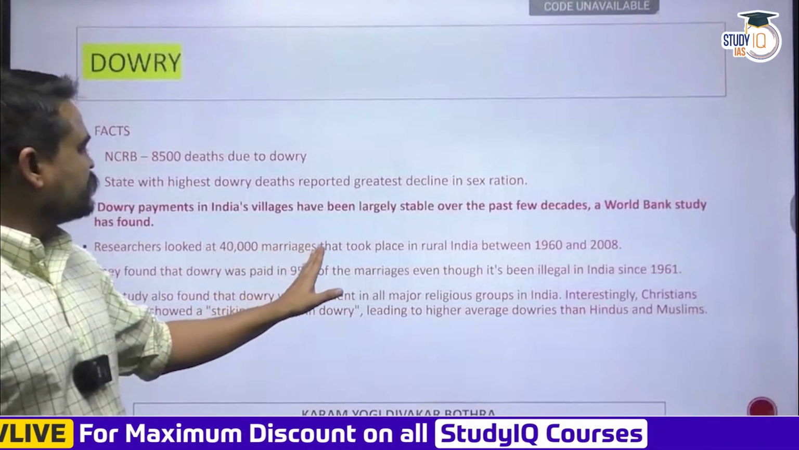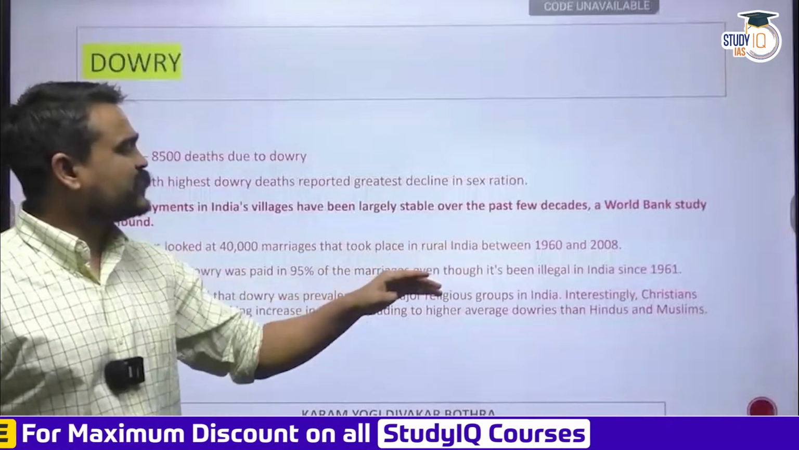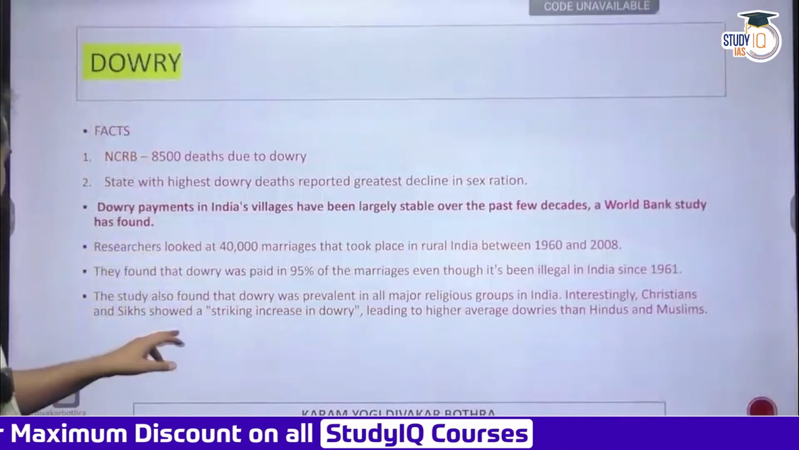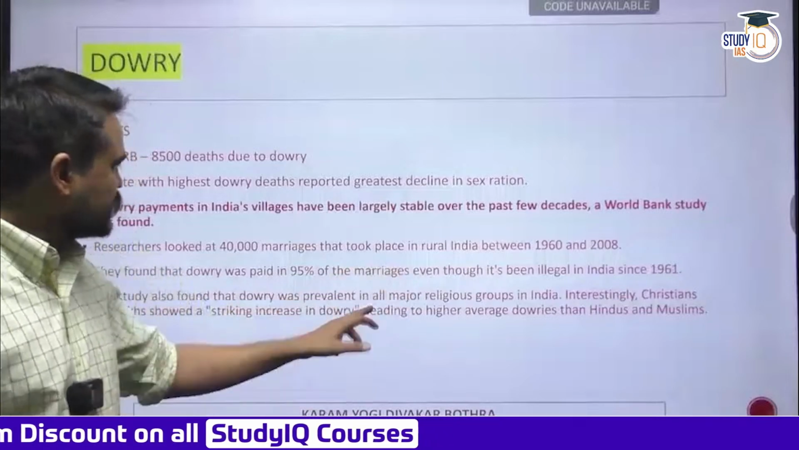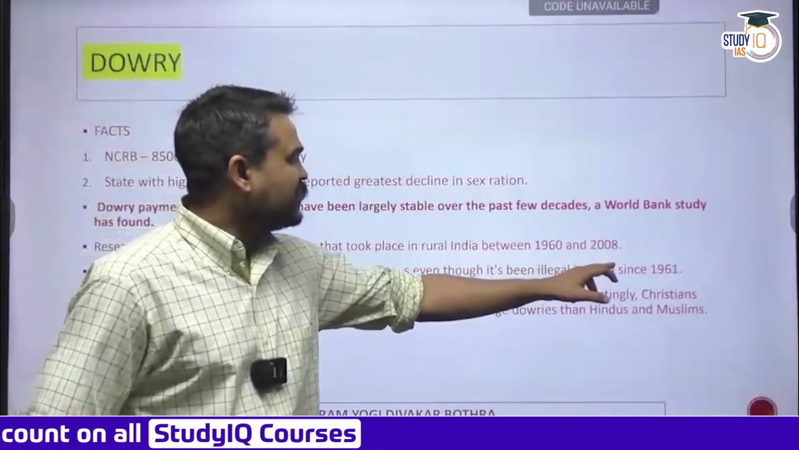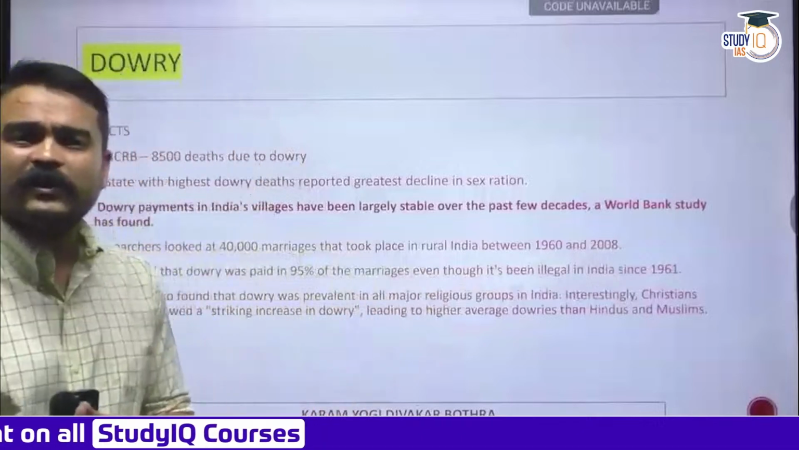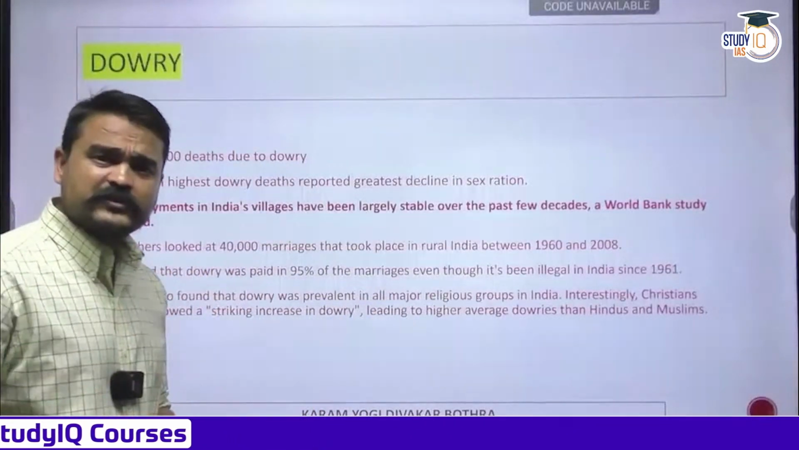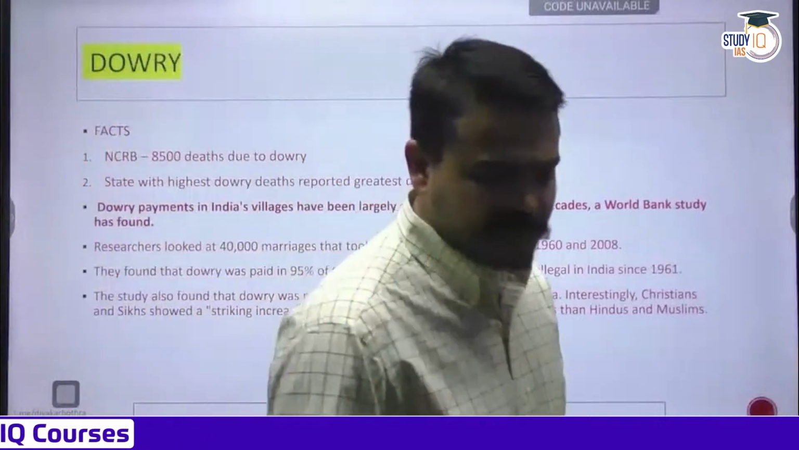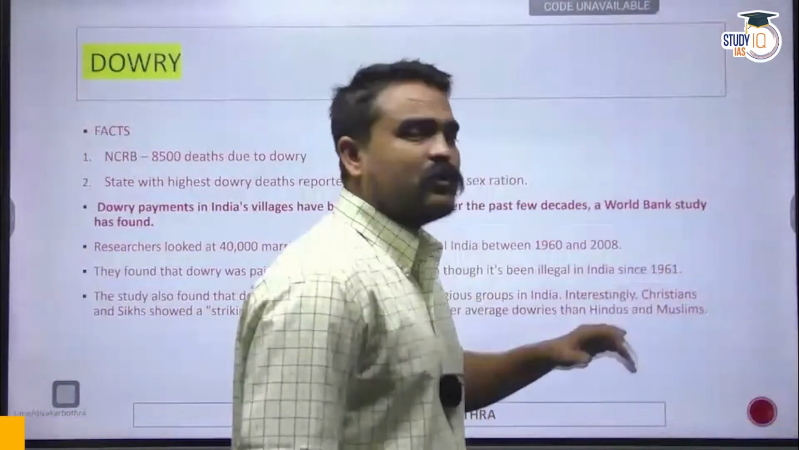Researchers looked at 40,000 marriages that took place in rural India between the 1960s and 2008. They found that dowry was paid in 95% of the marriages, even though it has been illegal in India since 1961. 95% of marriages involve the exchange of dowry. Where the hell is the law operating?